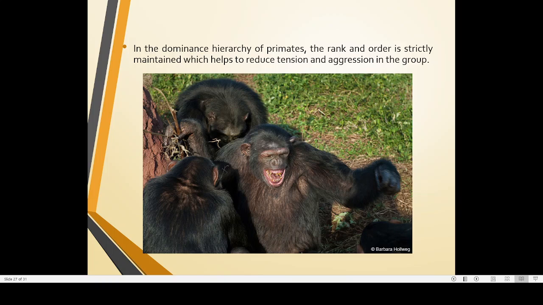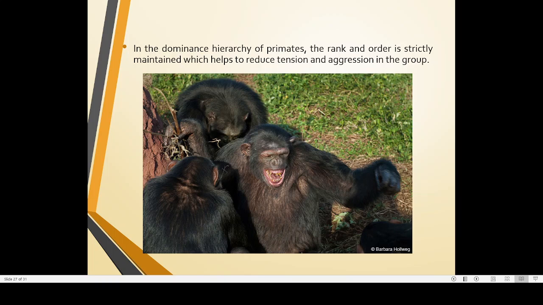Then this is the chimpanzee. In the case of chimpanzees also, they have a dominance hierarchy, and the purpose of this dominance hierarchy is to reduce tension and aggression in the group. Because once this hierarchy is established, all members of the group will respect the most dominant. There is a first position, second position, third position. The second one has to respect only the first one, and those below the second one, like third and fourth, will respect the second and first.